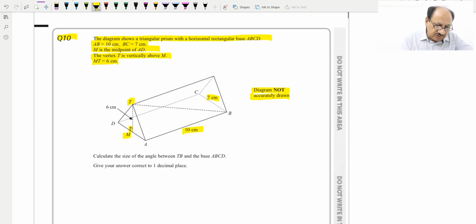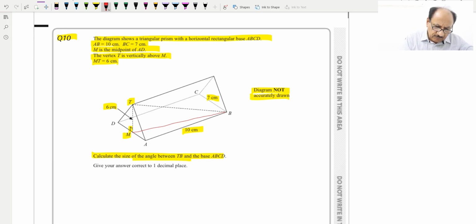MT is equal to 6 centimeters, which is indicated in the diagram. And then they are saying calculate the size of the angle TB and the base ABCD. So this is what we need to check, which angle is required. We will be drawing that angle and understanding which angle will be required. We can draw the line, and if we draw the line accurately, this is the M part.